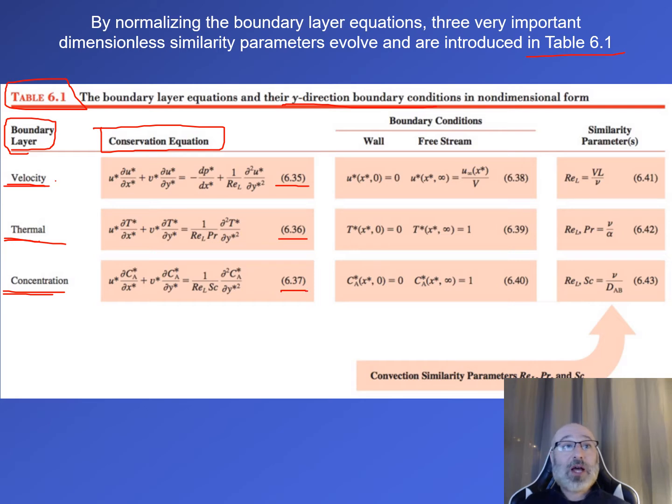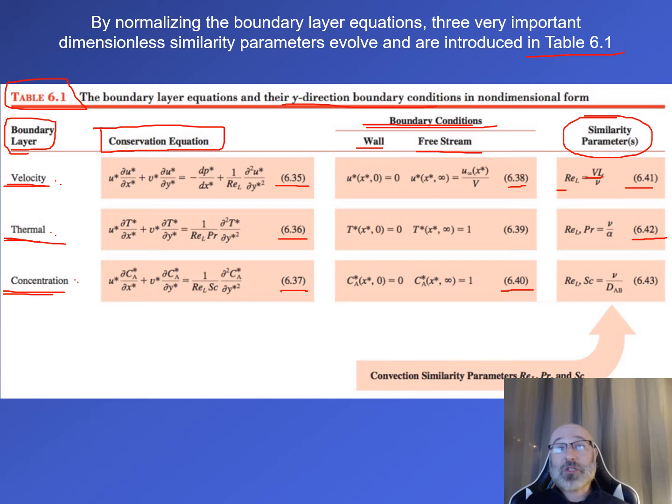For each of these, velocity, thermal, and concentration, we also have our boundary conditions over here for the wall and for the free stream. These are given by the relationships 6.38 through 6.40, again related to velocity, thermal, and concentration. And last, over on the far right, we have our similarity parameters, where for velocity we have our Reynolds number equal to VL over nu. This is 6.41. For thermal, we have our relationship 6.42.